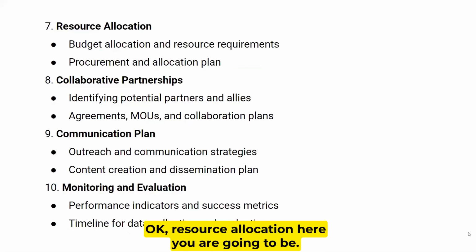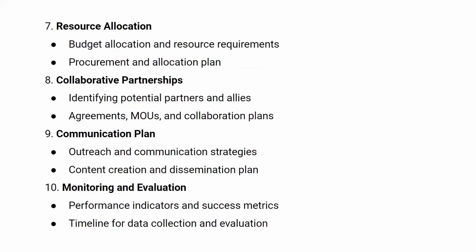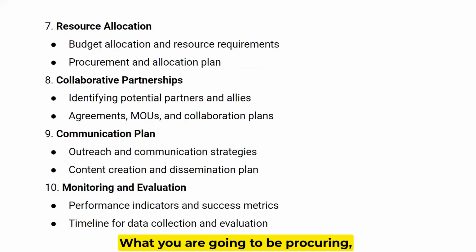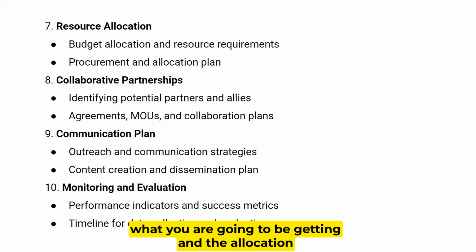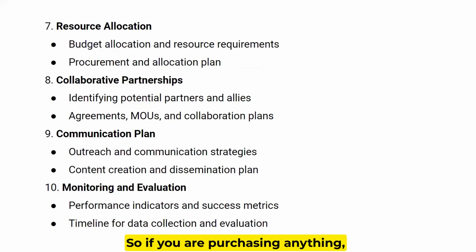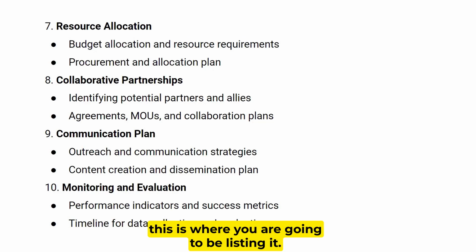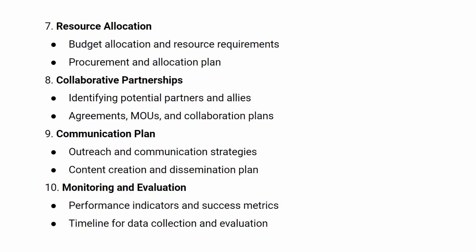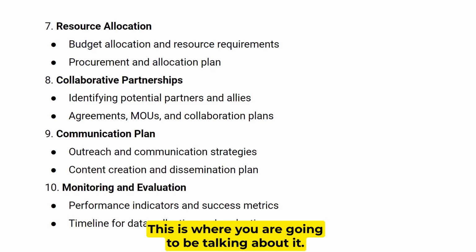Next is resource allocation. Here you are going to be designing your budget. You are going to be putting your budget in place: what you are going to be procuring, what you are going to be getting, and the allocation plan. If you are purchasing anything, this is where you are going to be listing it. You are going to be listing the plan you have towards allocating resources. If you are going to be using resources within the community, this is where you are going to be talking about it.